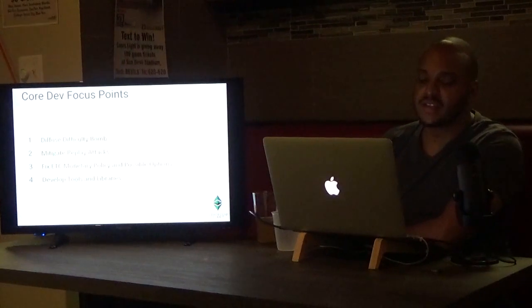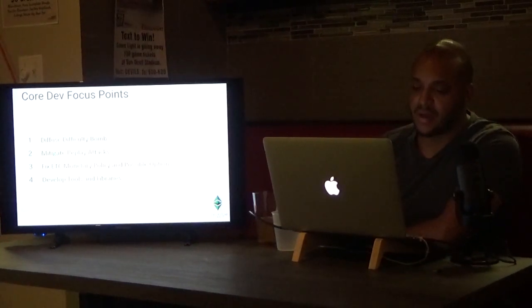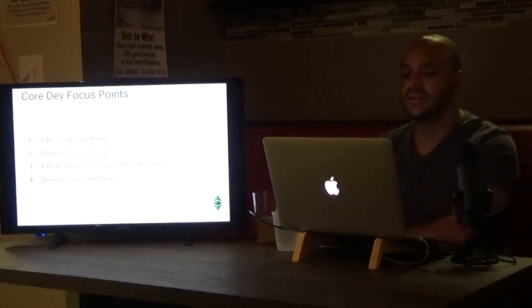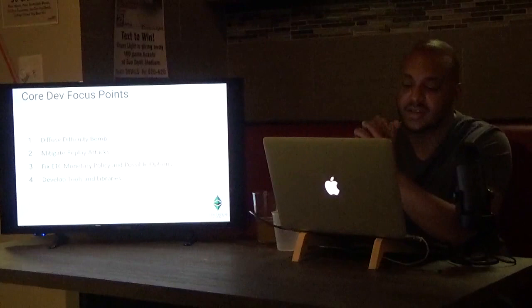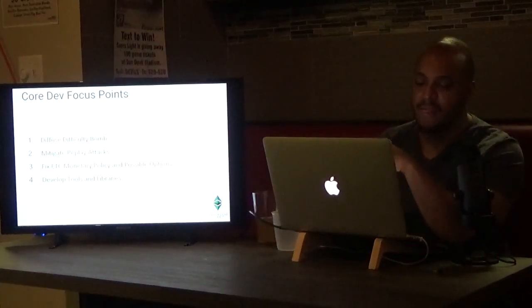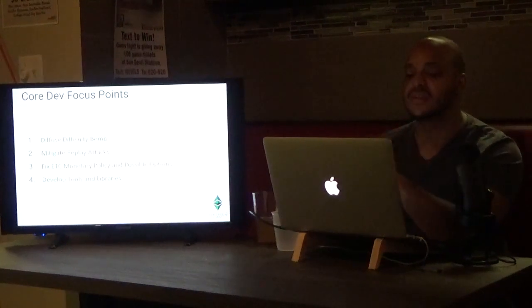Okay, so I'll modify this a little bit from the original slides, but these are the things that we're currently focused on. We want to defuse the difficulty bomb, I'll go into that in a second as we get to that slide. We want to mitigate replay attacks, I'll talk a little bit about that. We want to maybe not fix, maybe I could use a better word there, but fix the Classic monetary policy and possible options. We'll go into that on that slide. And then we're also developing tools and libraries that are going to be specific for the Ethereum Classic ecosystem.